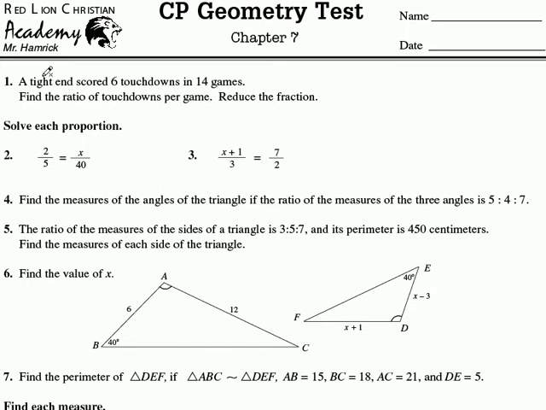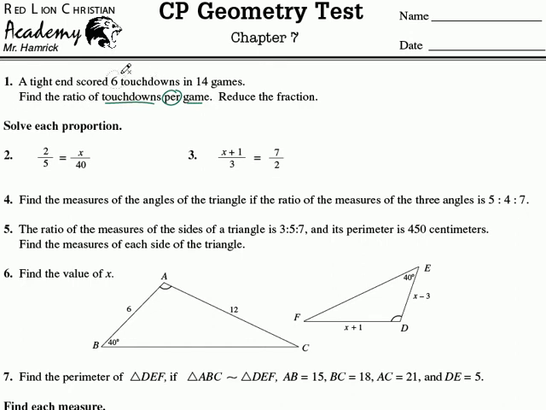Here we go. It says tight end scored 6 touchdowns in 14 games. Find the ratio of touchdowns per game. The word per means to divide by, and it says reduce the fraction. I told you exactly how you should write this. Yes, sir. So it says find the ratio. Ratio is a fraction. We're going touchdowns per game.